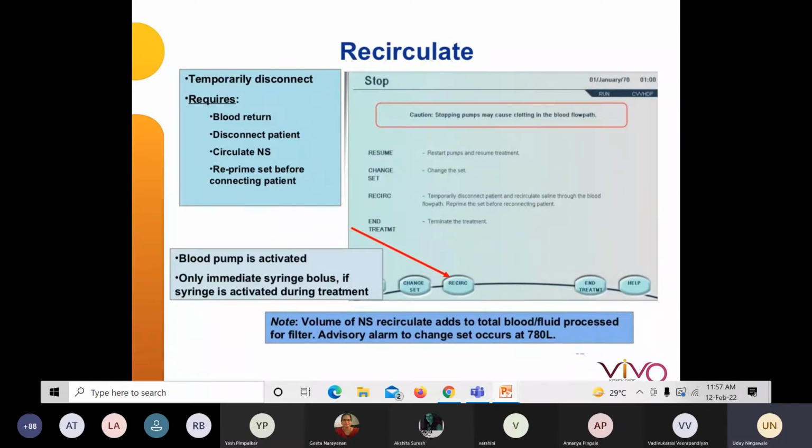The blood pump is activated. Only an immediate syringe bolus is given if the syringe is active during the treatment. The volume of normal saline recirculated adds to the total blood fluid processed for the filter. The advisory alarm to change the set occurs at 780 liters. So definitely this recirculation will help to save the kit for restarting the patient when there is a requirement.